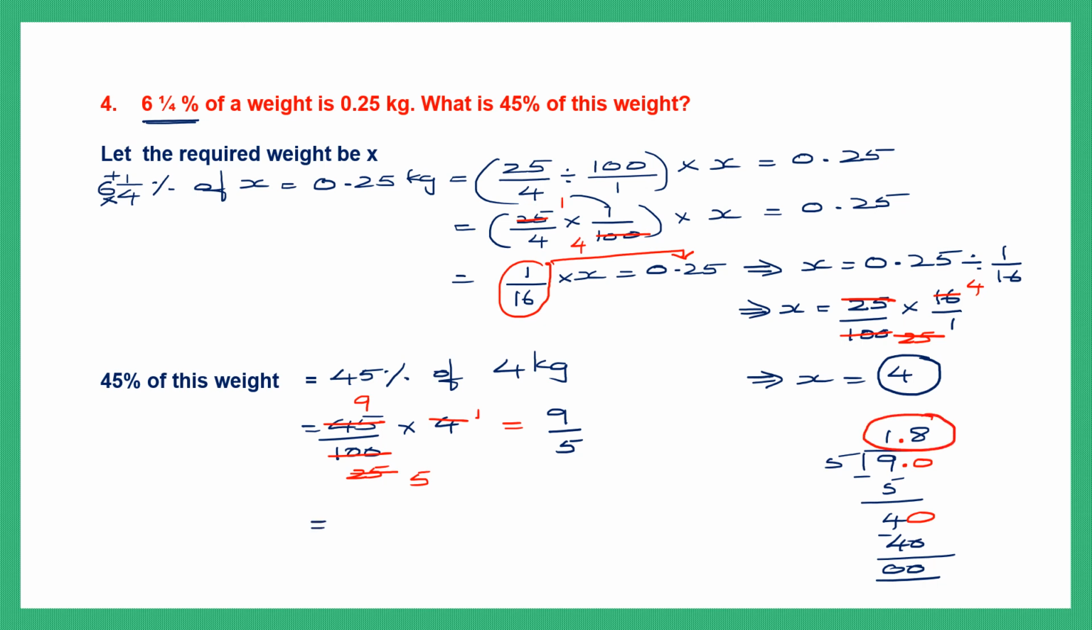So 45% of this weight is 1.8 kg. So let's write it here. I have found the answer. 45% of this weight is 1.8 kg. So this is my answer. The final answer is this.